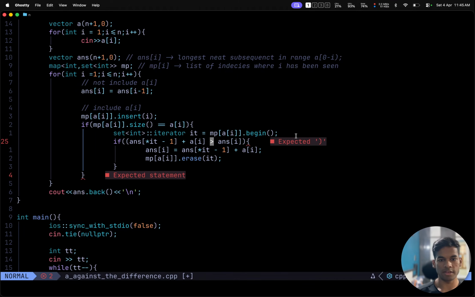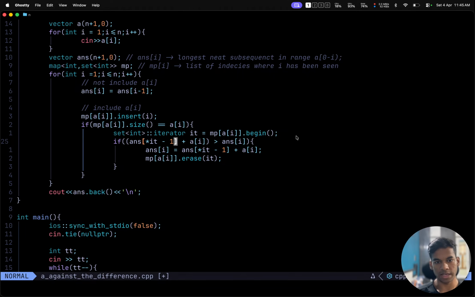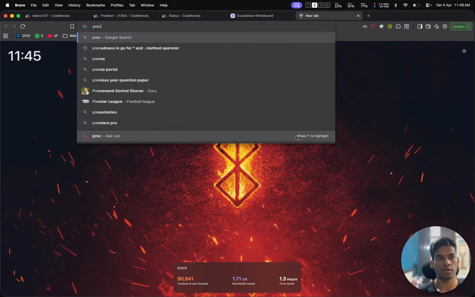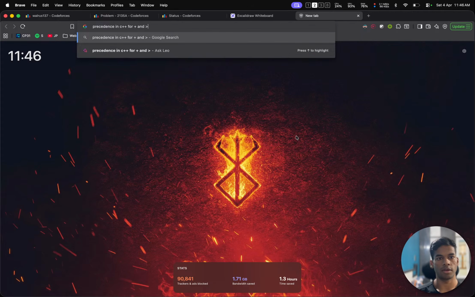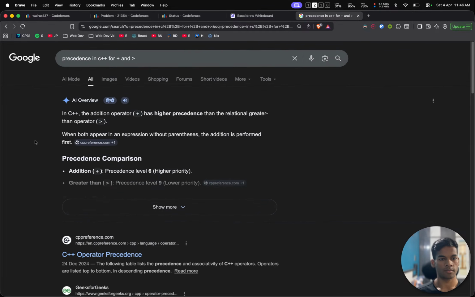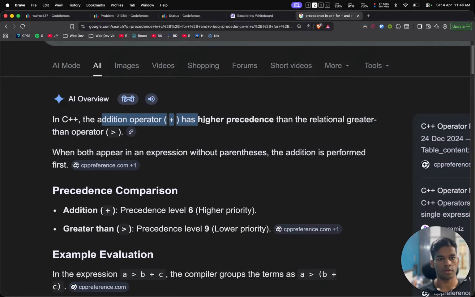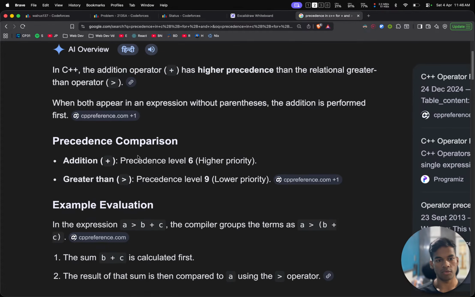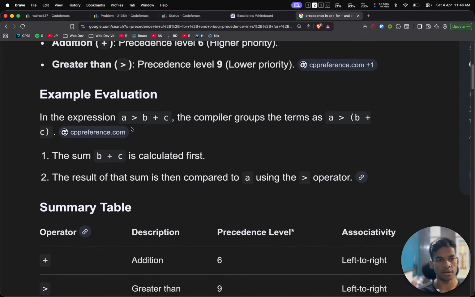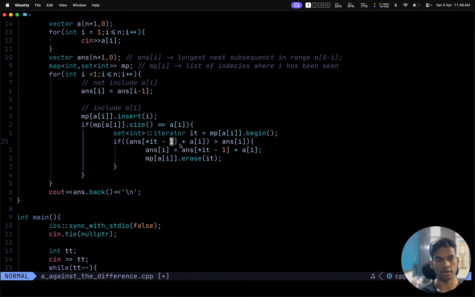Maybe a precedence error, like this greater than might be evaluated later on, but I guess that is not the case. In C++, for plus and this operator precedence, plus has a higher precedence, therefore plus is evaluated before and greater than is evaluated later. So B plus C would be evaluated first, and so this was not a precedence error.